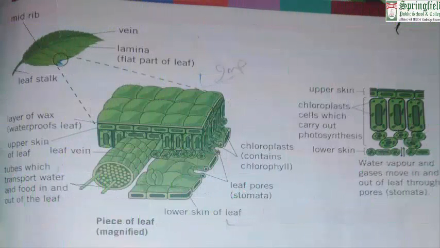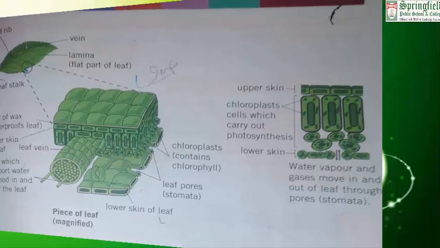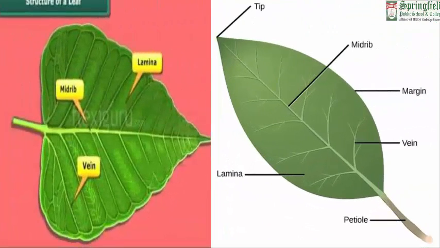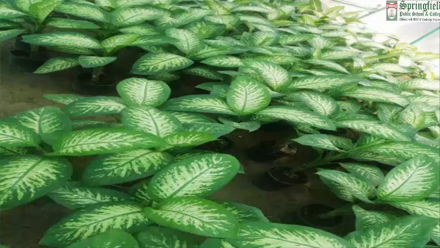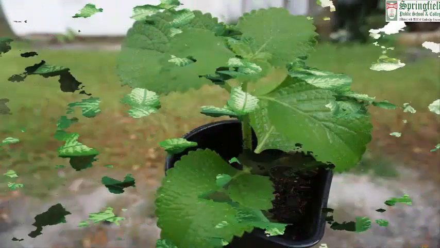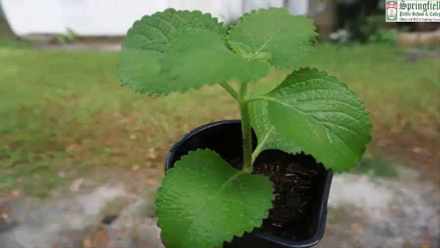Here you can see the outer and inner parts of the leaf. The leaf is attached to the stem by the help of the leaf stalk. In the middle of the leaf is the midrib, and the network of lines spreading from it are called veins. Veins give the shape to the leaf. They are also known as the skeleton of the leaf. The flat part of the leaf is called lamina, which is responsible for absorbing sunlight.